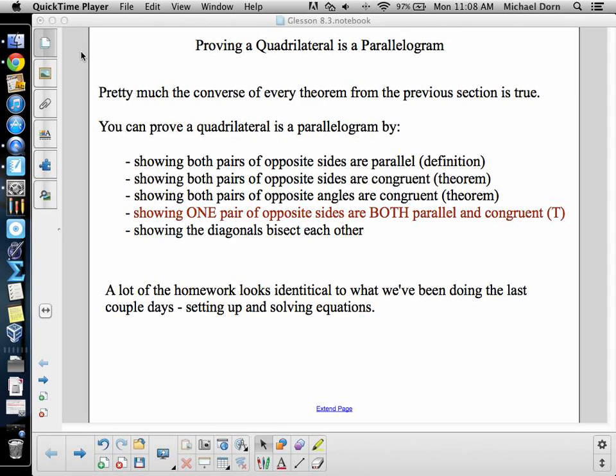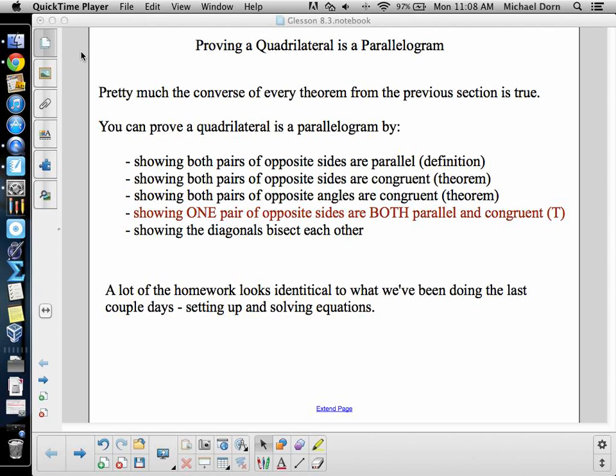Parallelogram. Can't say the word today. Okay? We can show both pairs of opposite sides are parallel. Both pairs of opposite sides are congruent. Both pairs of opposite angles are congruent. One pair of opposite sides is both parallel and congruent. That's a new one. This is not a converse. This is something different. We'll talk about that a little more in a second. Or show the diagonals bisect each other.